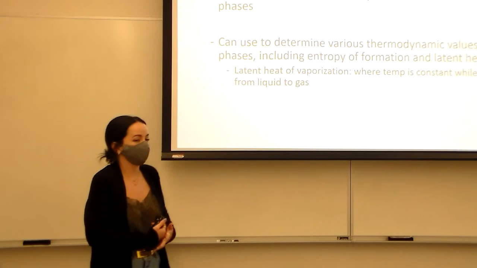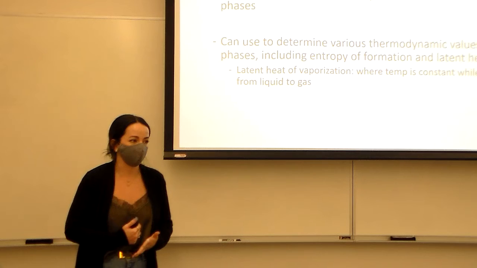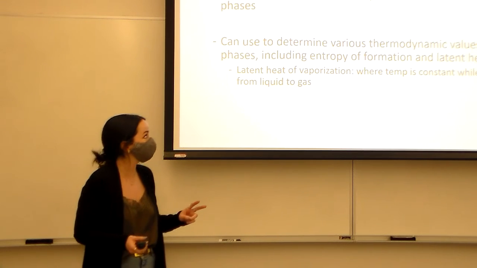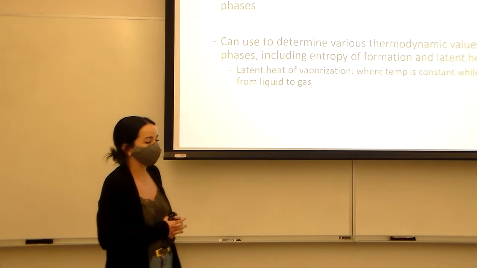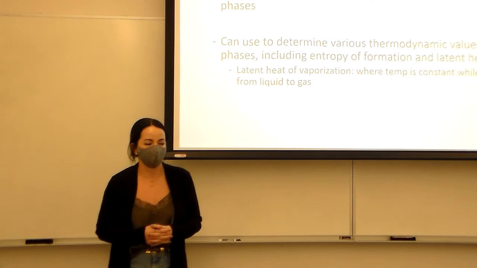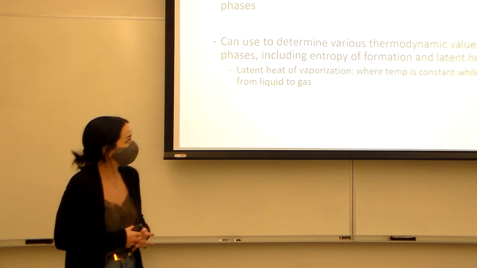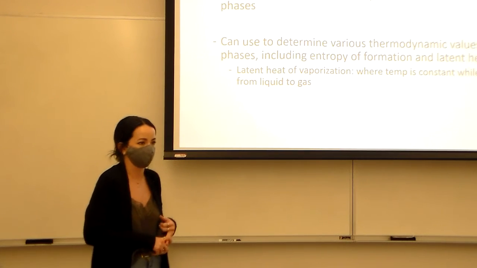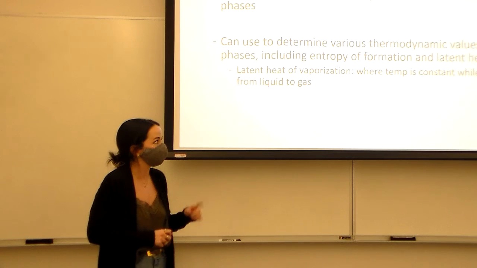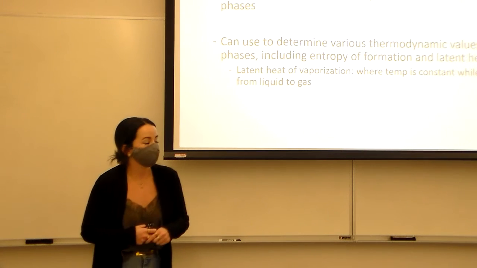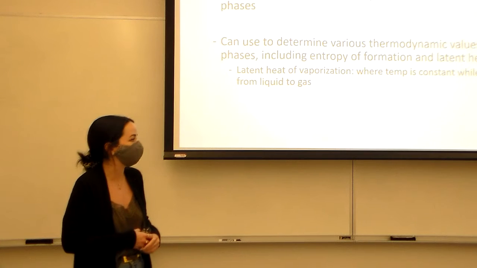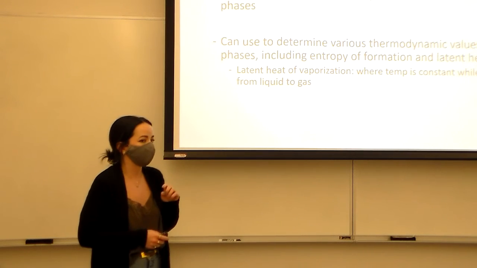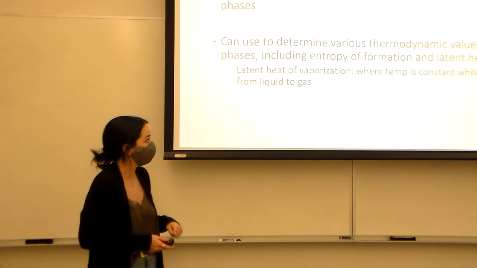So the Clapeyron equation is going to be used to determine the relationships between temperature and pressure at equilibrium conditions in two different states. So we can use this to determine a couple different thermodynamic values. Most importantly, we're going to be able to look at the entropy of formation and the latent heat of vaporization. And that's going to be one of the main things that we're looking at during this experiment. So that latent heat of vaporization is going to be where the temperature line is constant, but there's going to be a state change from liquid to gas.